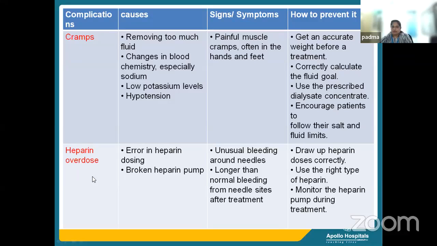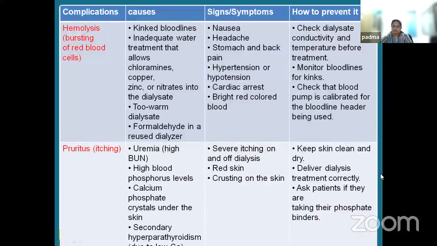And heparin overdose, error in the heparin dosing or a broken heparin pump. These are the main causes. The symptoms are unusual bleeding around the needles, and longer than normal bleeding from needle sites after the treatment. This is the management: dose heparin correctly, use the right type of heparin, and monitor the heparin pump during the treatment.